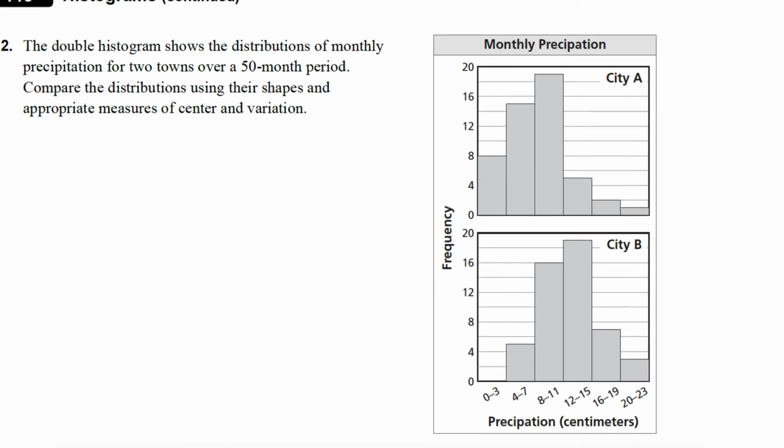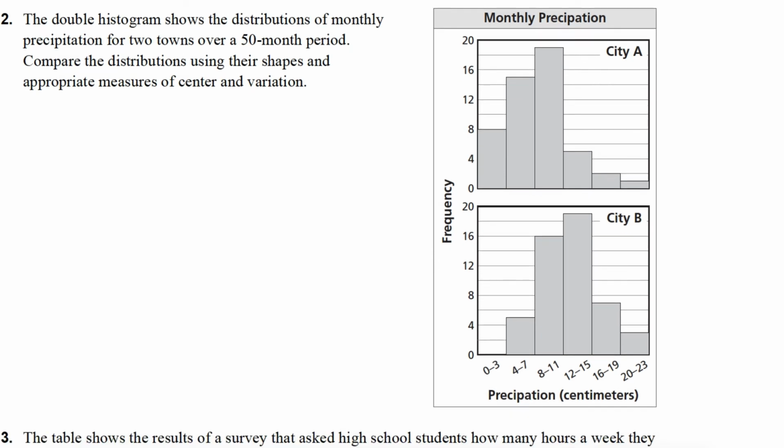Now, number 2. The double histogram shows the distribution of monthly precipitation for 2 towns over a 50-month period. Compare the distributions using their shapes and appropriate measures of center and variation. Okay, so we've got city A there. It appears to be skewed right, meaning there's a tail that goes off. And this one is more centered and more symmetric.